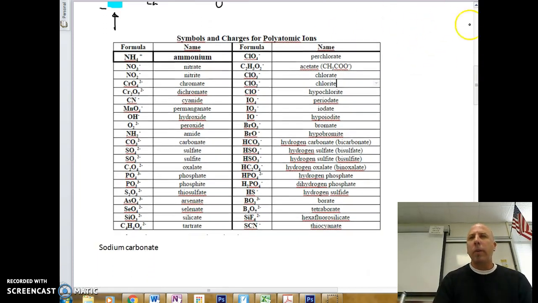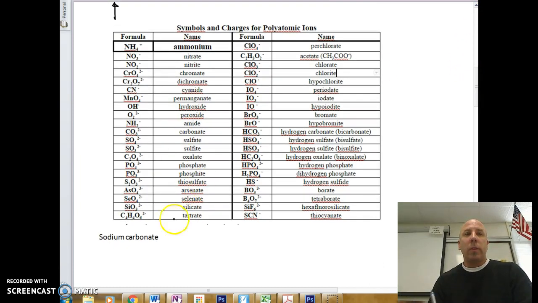All right, and then what we're going to do now is we are going to learn how to write formulas given polyatomic ions. So the first formula they gave us to write was sodium carbonate, and so what we're going to do is go ahead and write out the symbol, the charge for everybody, and then we're going to crisscross those charges just like we've been doing with regular alkali metals or transition metals.